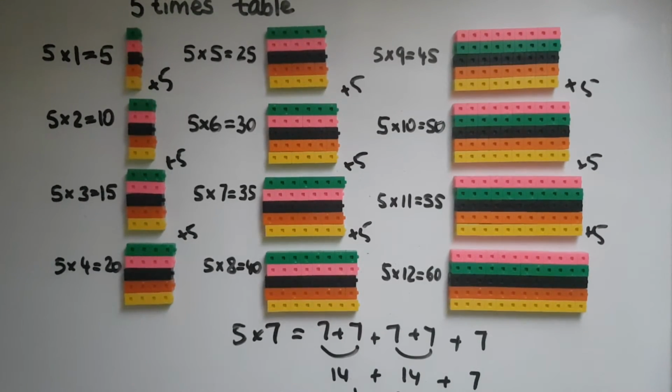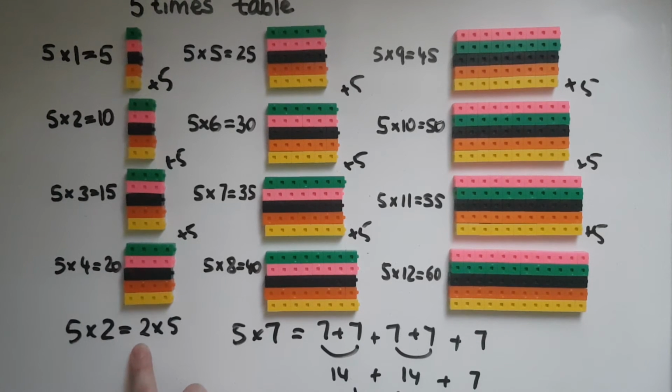Also, it's worth remembering that 5 times 2 is the same as 2 times 5. So I can work out whichever I want, either 5 times 2 or 2 times 5, and it's going to give me the same answer. So it's easier to work out 2 lots of 5, which is just 10, rather than going 2 and 2 and 2 and 2 and 2. So 5 lots of them.